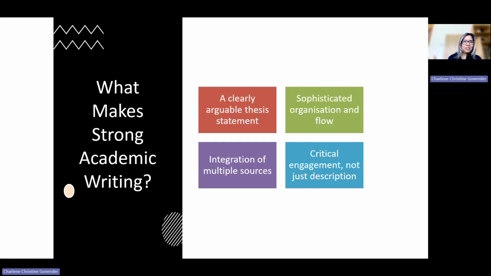So your organization must be sophisticated, weaving multiple sources together. And your writing should go beyond summary into critique. And when you show this, it demonstrates higher level thinking.